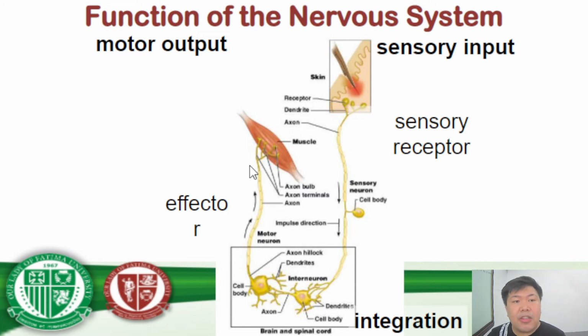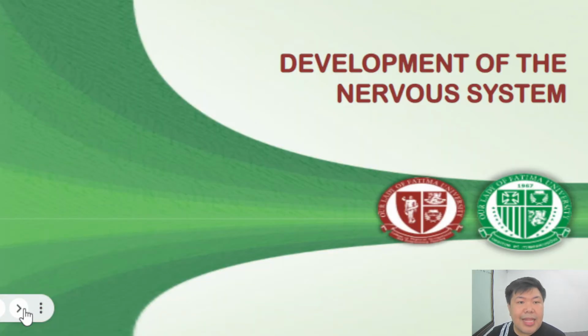So that is the function of the nervous system. It basically receives different stimulus, different sensations all over the body. It sends a signal sa sensory neuron, pupunta sa integration centers, brain and spinal cord, papadala ng signal ang brain and spinal cord to the motor neuron, papunta sa iba't ibang muscles natin in order for a response to be made. Okay? Now let's talk about the embryology or the development of the nervous system.